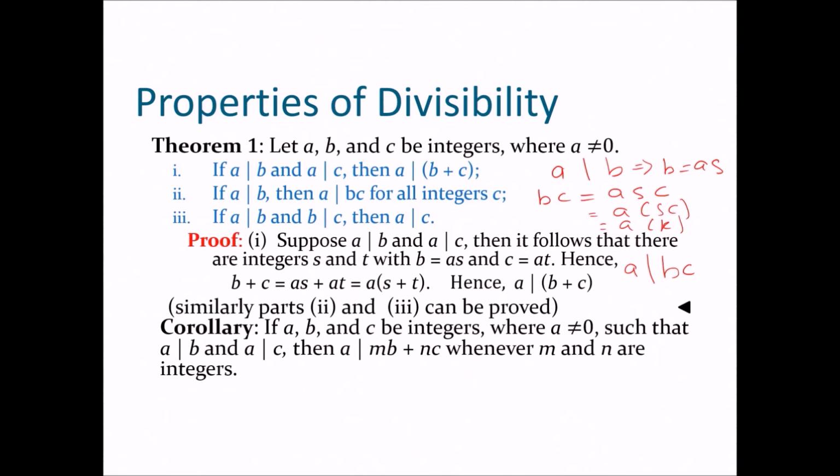And next, there is a corollary. Let a, b, and c be integers where a is not equal to 0, such that a divides b and a divides c. Then a divides mb plus nc, where m and n are integers. By the use of property 1 and property 2, we can prove this.